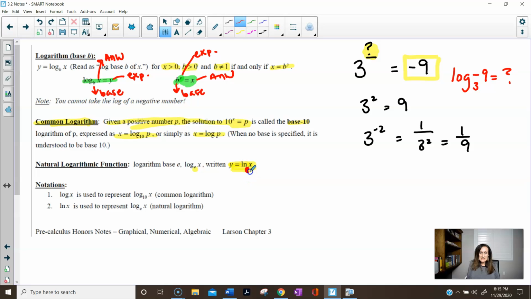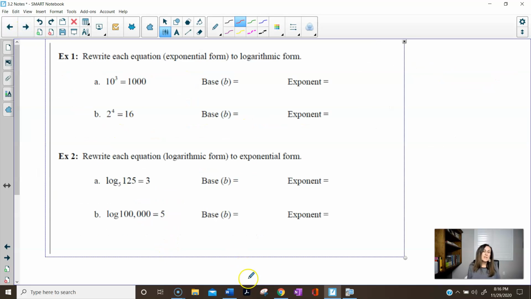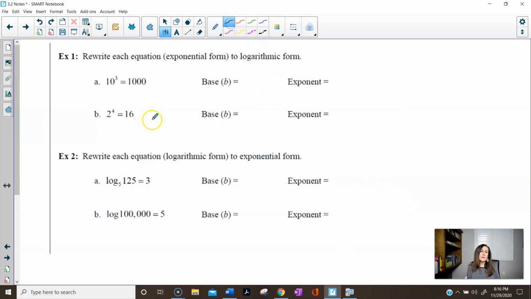Here the base is e, but we don't write it. We just know that if we see an ln, it's base e. So here are the notations for that. Natural log would be log base e of x, and common log would be log base 10 of x. All right, now we're going to get right into rewriting each equation from exponential into logarithmic.